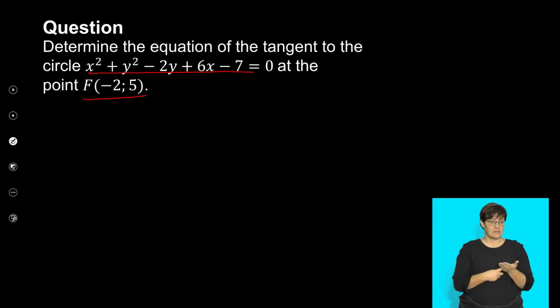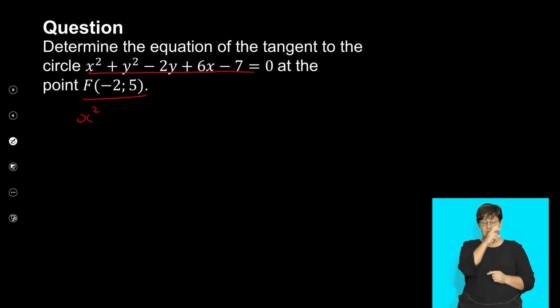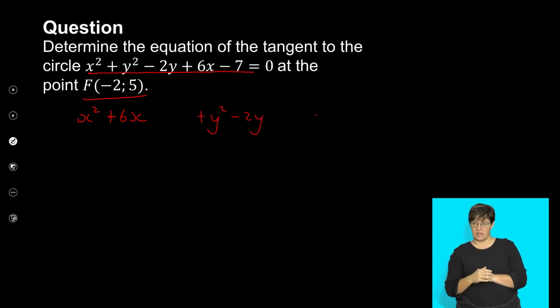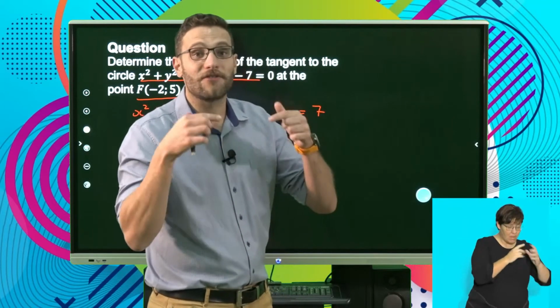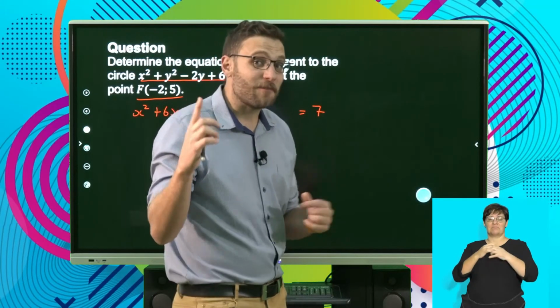Now, we discussed this when we spoke about circles, all right? But what I'm going to have to do here is I'm going to have to complete the square. So I'm going to write it in a different order. I'm going to put the x's together. I'm going to put the y's together. And I'm going to go and complete the square. Why am I completing the square? So that I can get it in standard form, so that I can know where the center of the circle is, because once I have that, I can work out the gradient of my radius.